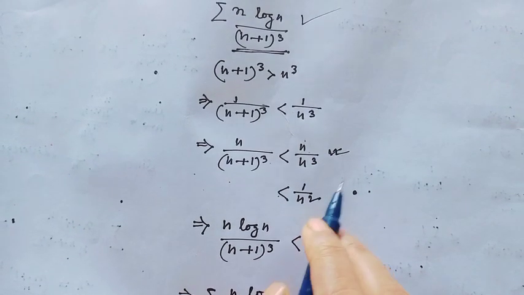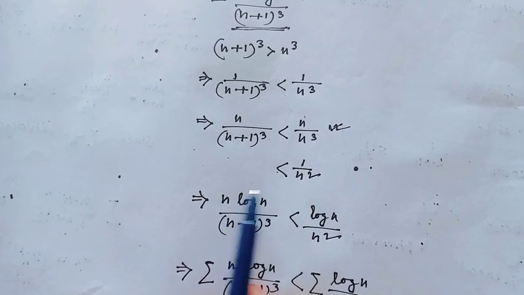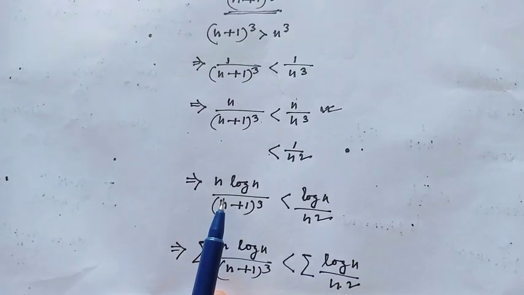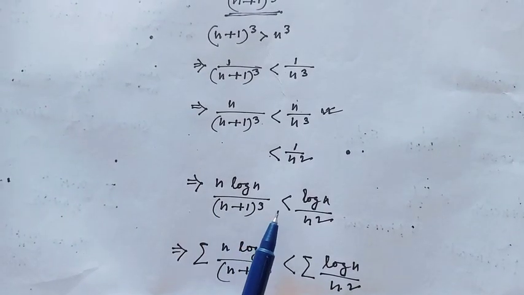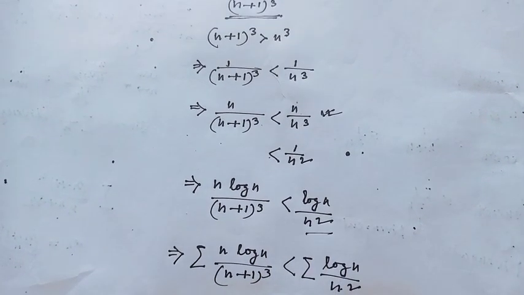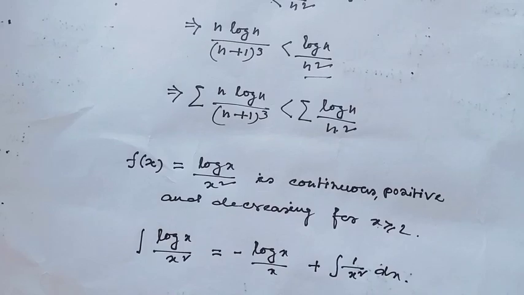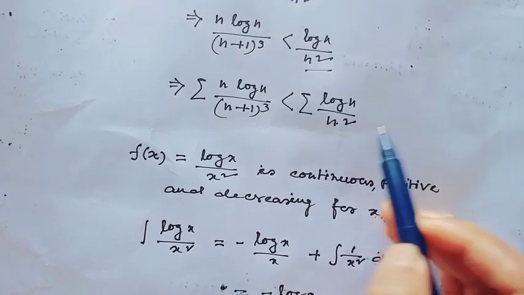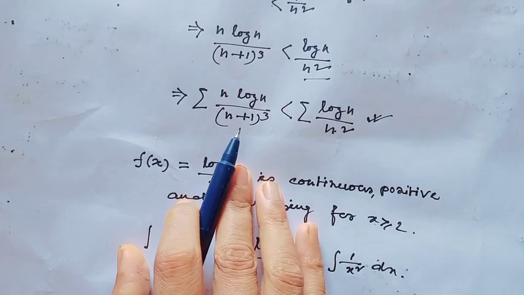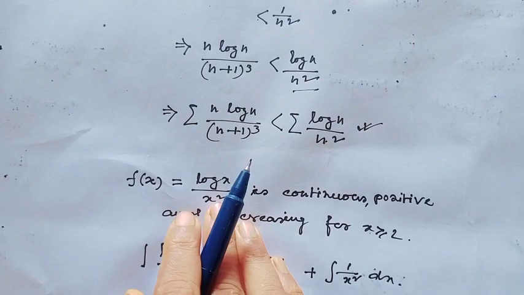From this it implies 1 over n square. Now multiply this inequality by log n, because here we have n log n over (n plus 1) whole cube. So n log n over (n plus 1) whole cube is less than log n over n square. Now apply the series sign on both sides. Now by the comparison test, if we can show this series is convergent, then obviously we can tell this series is convergent.